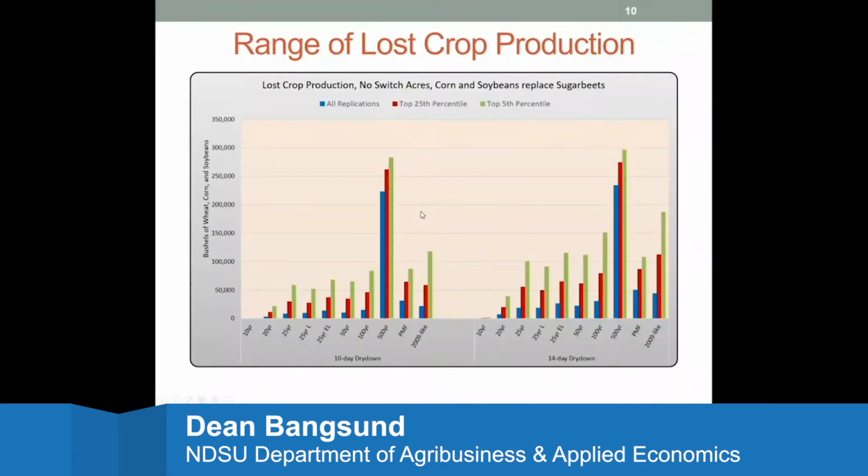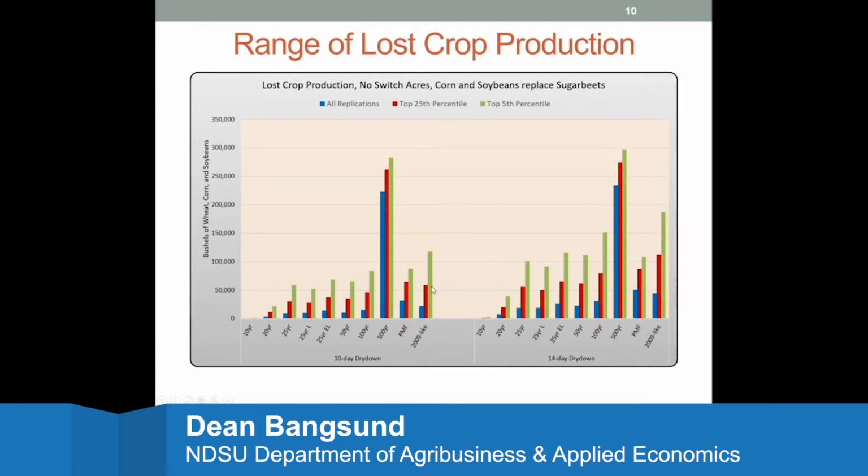So looking at the range of lost production, this has a bearing for your local elevators and grain handling systems. We didn't estimate a margin for those crops, but those firms can look at this and take a feel for that themselves. But we can see that there is a sensitivity between the 10-day dry down and the 14-day dry down. That's something we discussed last month, that is showing up. You can see here the number of bushels, anywhere from less than 50,000 up to 300,000, depending on the scenario.